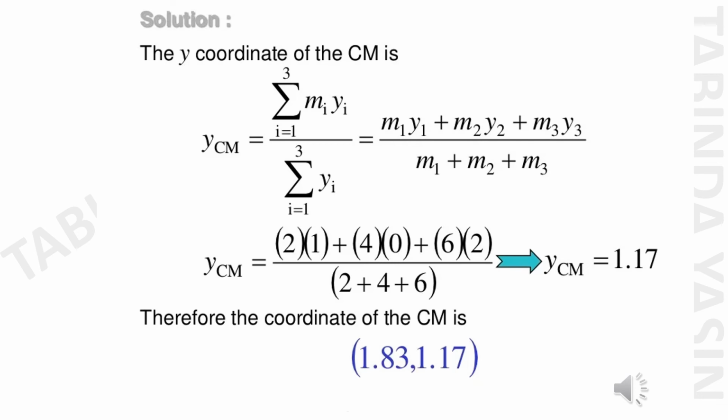Therefore the coordinate of the center of mass is (1.83, 1.17). Those are the two coordinates. 1.83 is the center of mass at the x-axis coordinate, and 1.17 is at the y coordinate point.